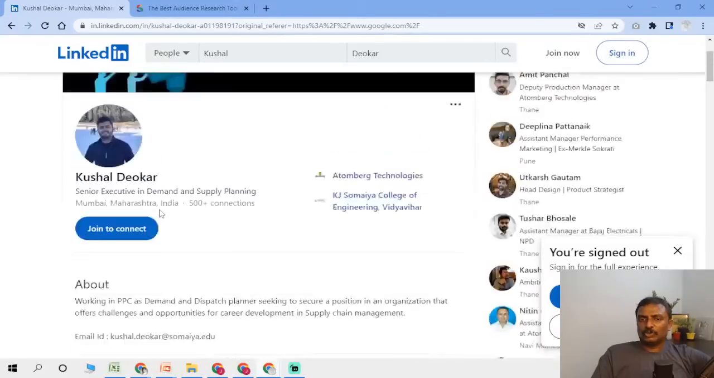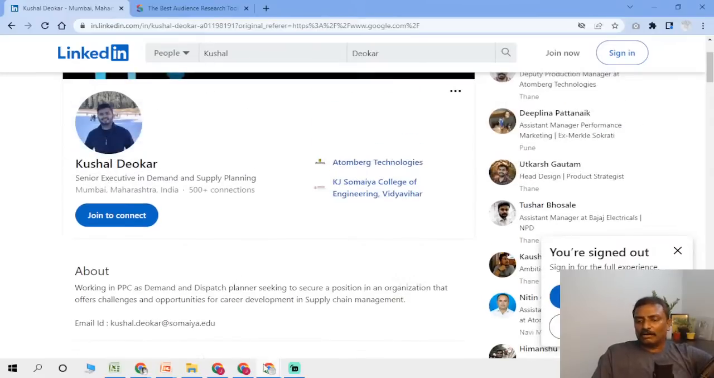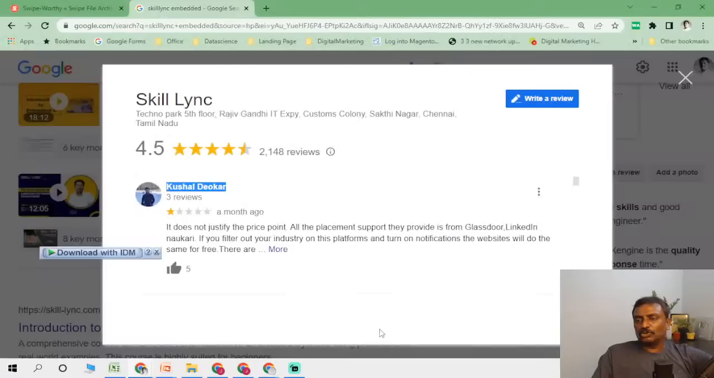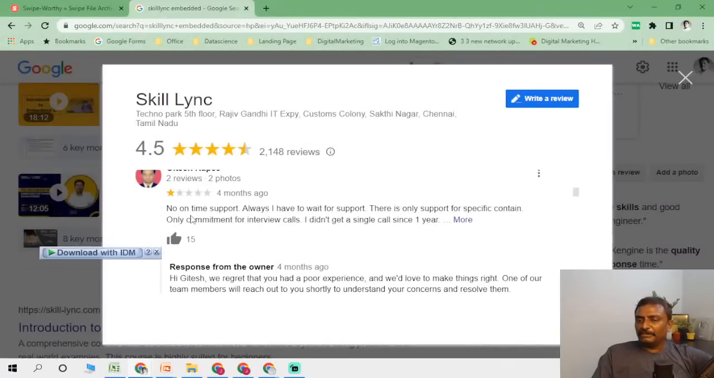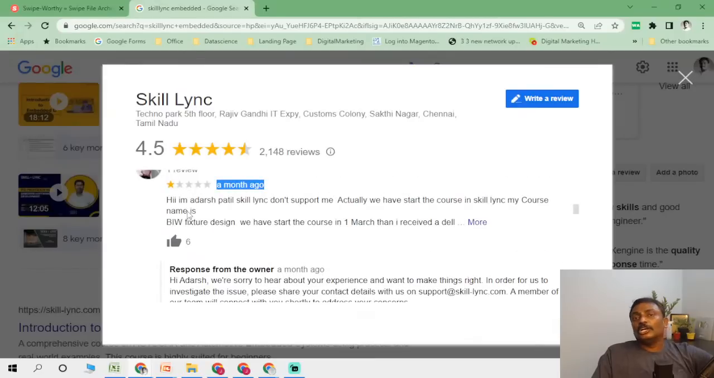You first go for the competitor, or someone who is already selling the product. Definitely their product will have some reviews. Just go for the reviews. So these are all the pain points. No on-time support. That's a pain point of the customer. You can get the pain points here, and build the solution based on them. What your competitor is not offering, you can offer.